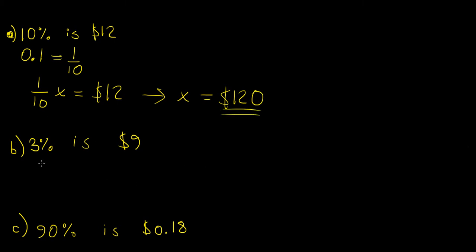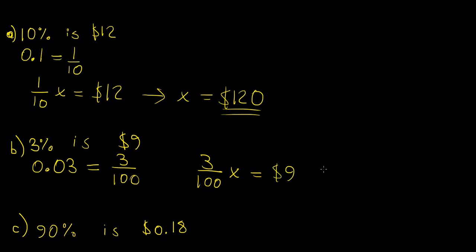We're going to do the same here. So we're going to have 0.03, which is the same as 3 on 100. And now we're going to say 3 over 100 times X is going to be equal to $9. So now we multiply both sides by 100. So this becomes 3X equals $900. And we now divide both sides by 3. So this becomes 300. So this is our final answer here.